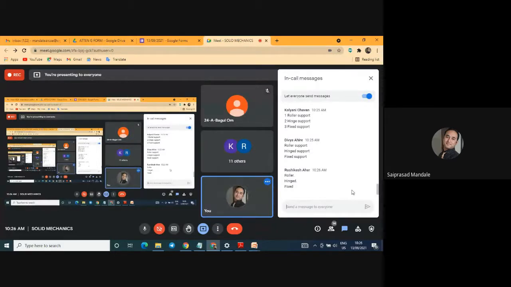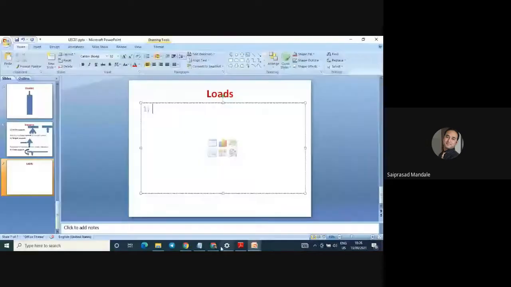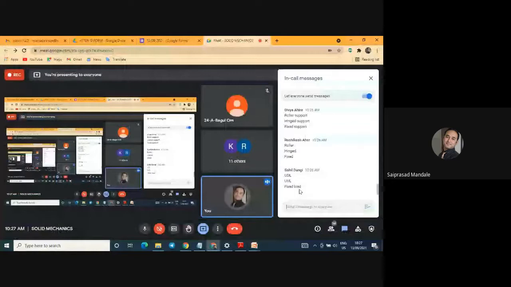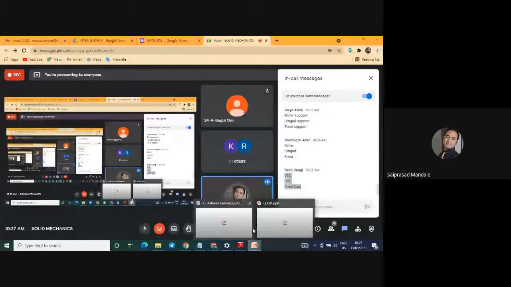Anybody? Very good, Rushikesh Ahir. Very good. Nilesh Kuar, nice. Please tell me types of load. Okay, let's have a look. Somebody is saying something: UDL, UVL, and fixed load. Very good. So as per the opinion, there are three different loads. Let me put it into the slide.